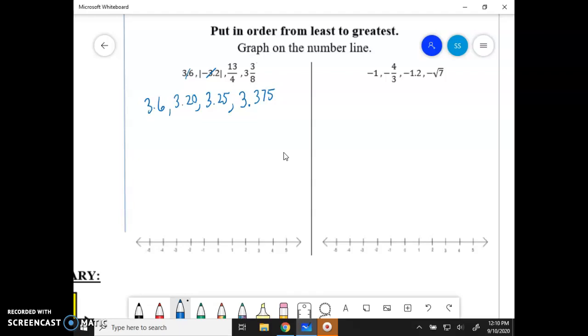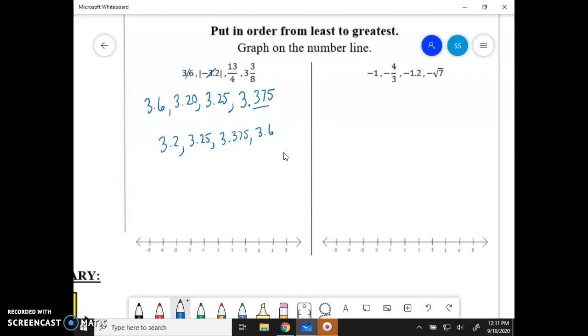All right, so if you want to go ahead and order them first, that would be fine. So 3.2 is the smallest, right? Looks like 3.25 would be the next. Then 3.6, or, since this one has 3 digits, you could call this one 3.600, and this one's 3.375. So this one's clearly smaller than this one, right? We're going to put that next, and 3.6 as the biggest.